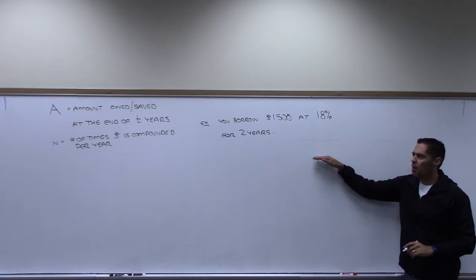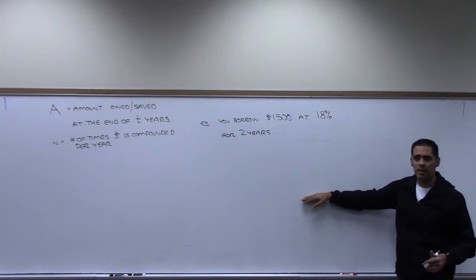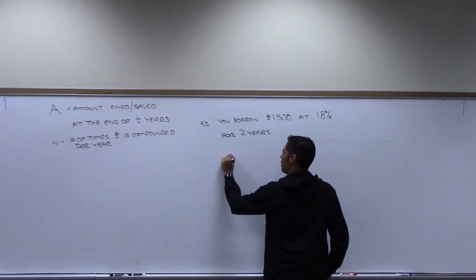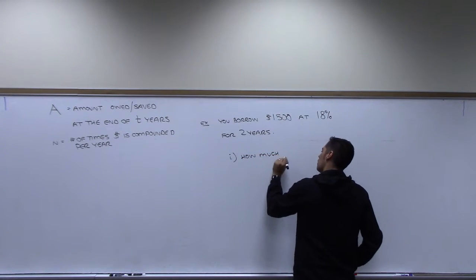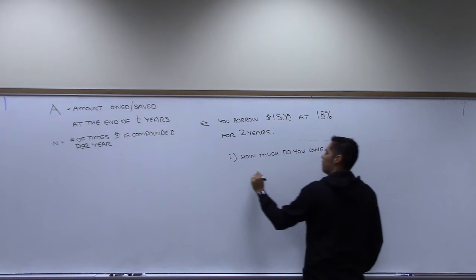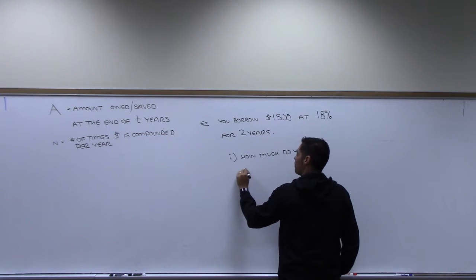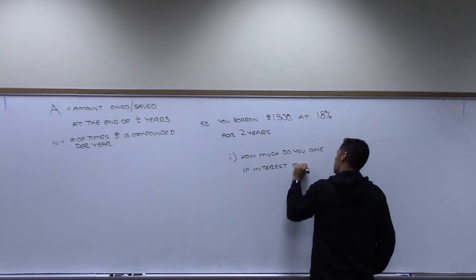We have to break this problem down into 2 pieces now because we have 2 formulas, right? So I'm going to give you 2 different scenarios. First of all, how much would you owe if interest is compounded?